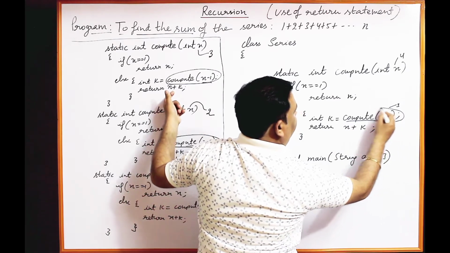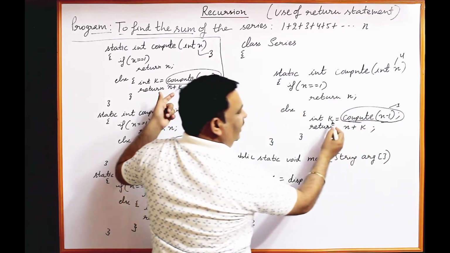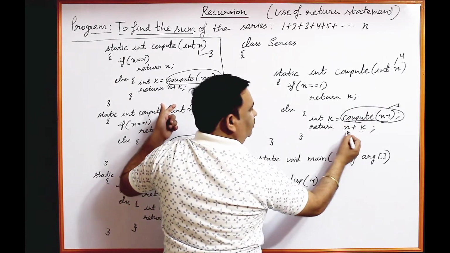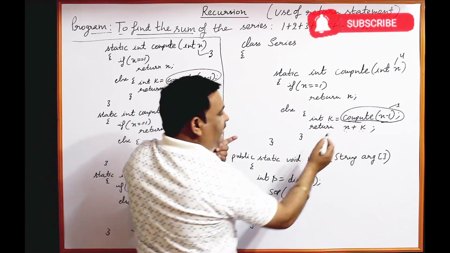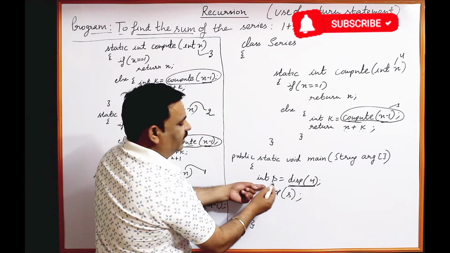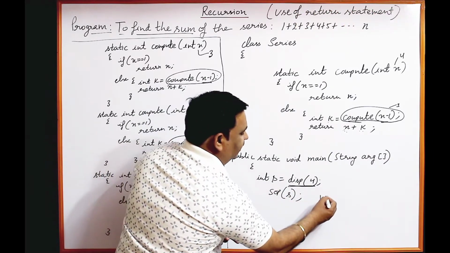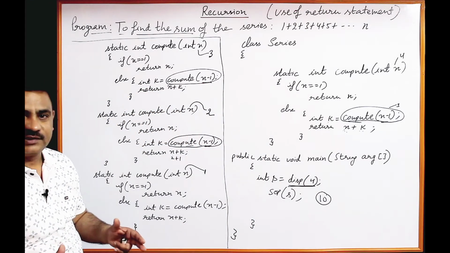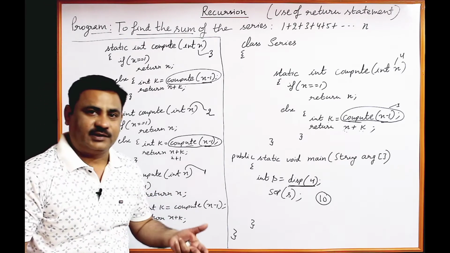Here, the value of k will be 6. 6 plus n. Here n is 4. 6 plus 4, 10. Finally, it will return back to this function call where s will become 10 and 10 will be printed. This is the working of recursion, how it works in the memory.